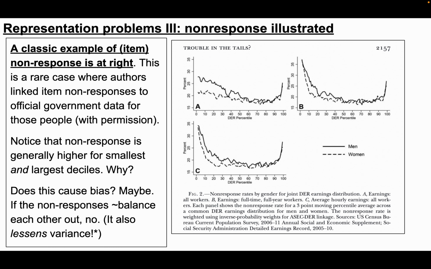So does this cause bias? Again, maybe not. If the non-responses balance each other out, maybe it doesn't cause any bias, but it certainly could. It would really just depend on the exact way the numbers work out. Probably it does cause at least a small amount of bias, and it could potentially be severe. You might be interested to know that this actually happens to lessen variance, believe it or not. So this actually could, in a certain sense, be a good thing. If this doesn't cause much bias, but it does lessen the variance, that's actually kind of a nice fact about it, even though it seems like a problem.